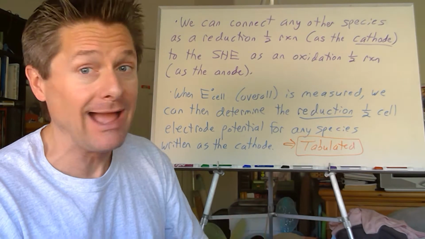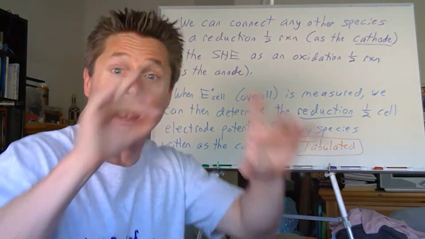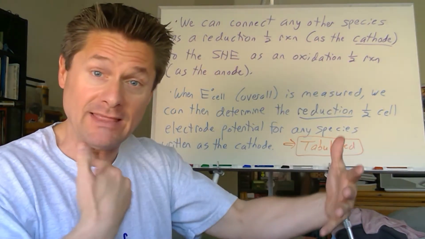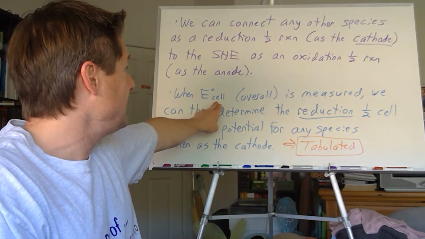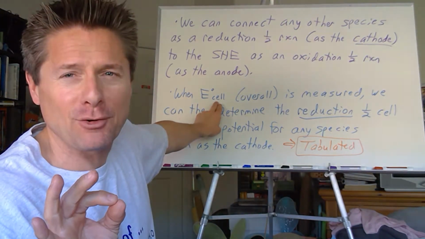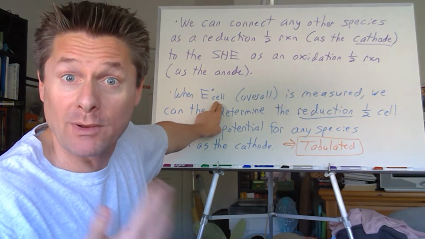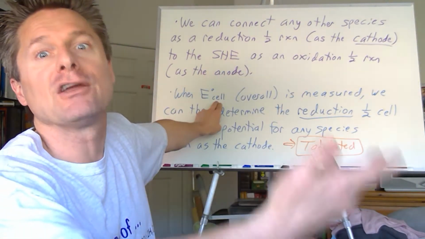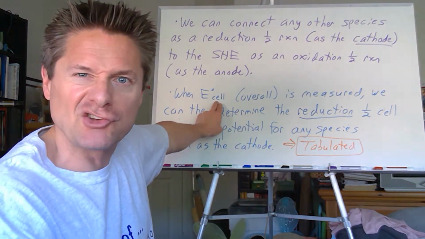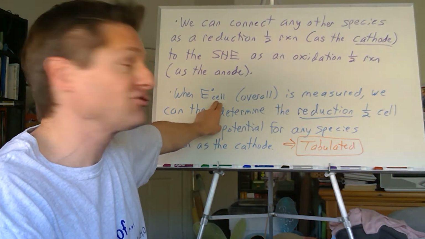Yay, we can measure that. I can't measure the individual electrodes, but I can measure the difference between them. So when we take it, and again, we're limited to standard conditions. We'll do non-standard conditions later. Same thing happened with Gibbs energy, right? We did standard conditions, then we had to convert that to non-standard conditions with an adjustment factor. We do the same thing here in electrochemistry.